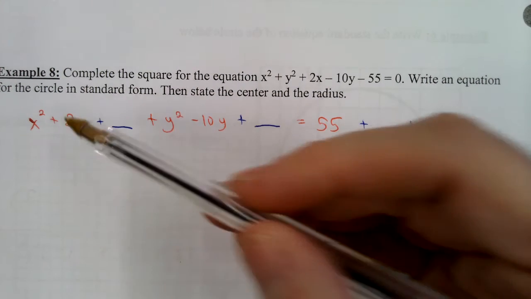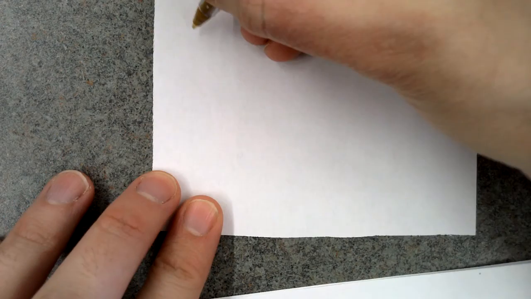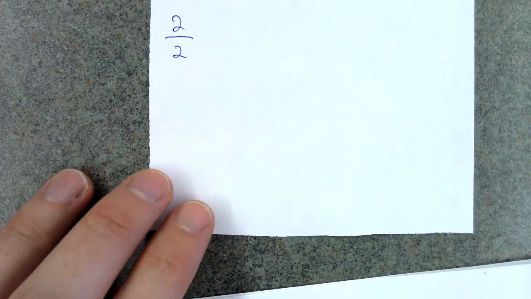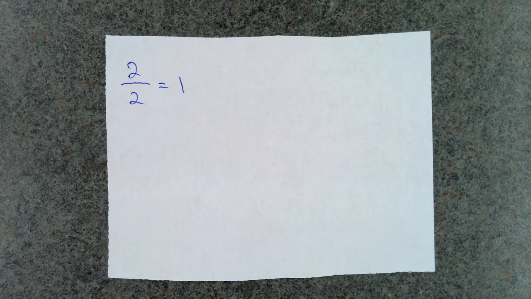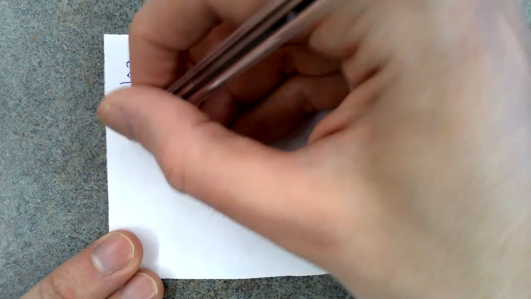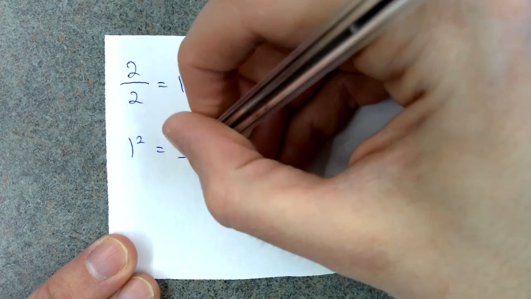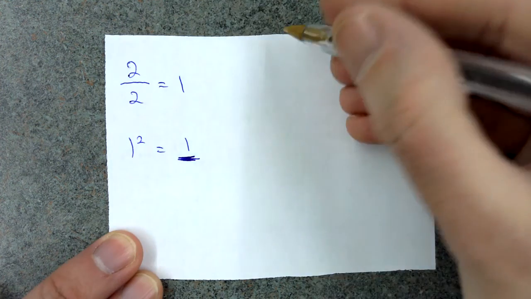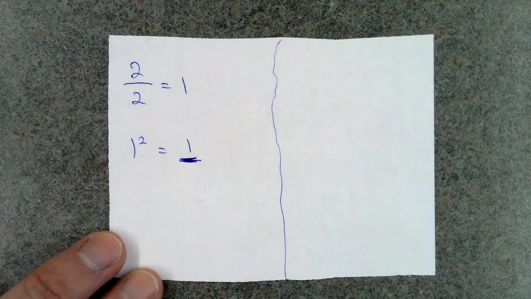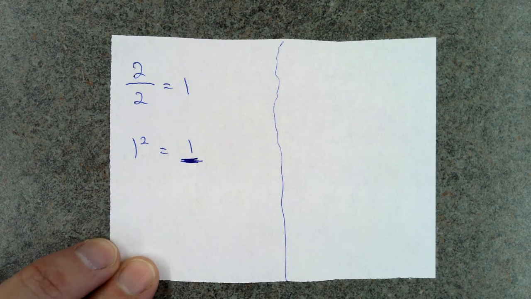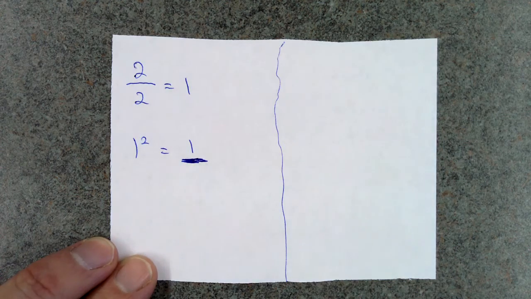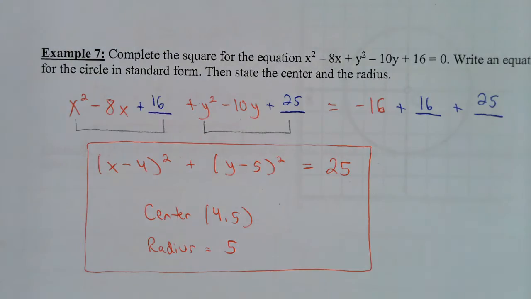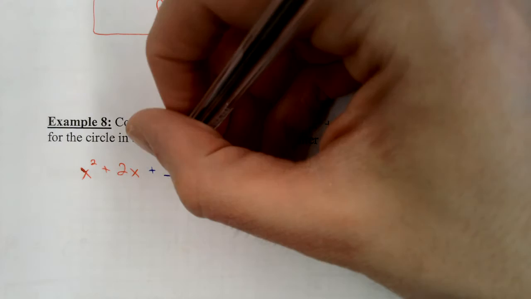Take whatever the number is before x, in this case it's 2. You always divide it by 2. That equals 1. And you always square that number. So 1 squared equals 1. Not very exciting, but that's the answer. So you're going to add 1 to each side of the equation. Plus 1, plus 1.